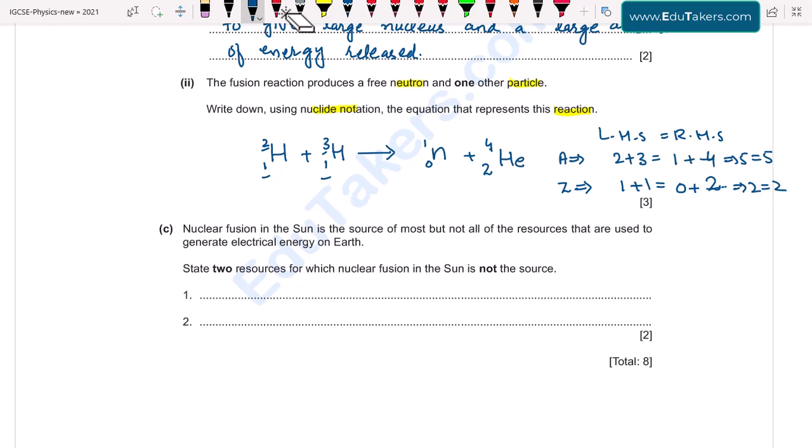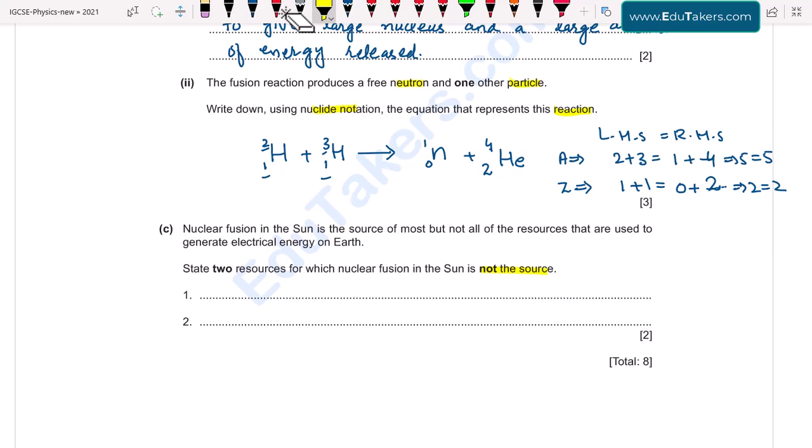Part C. Nuclear fusion in the Sun is the source of most but not all the resources that are used to generate electrical energy on Earth. State 2 resources for which nuclear fusion in the Sun is not the source. So first of all, we can use the energy that is obtained from nuclear fission, because there is a large amount of energy released in this reaction, and we use this energy to generate electrical energy.